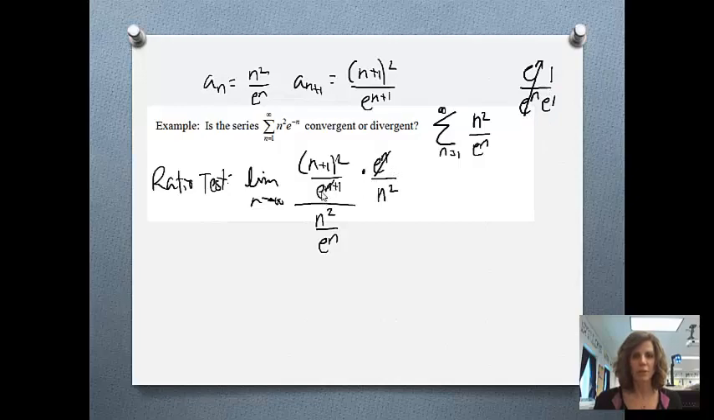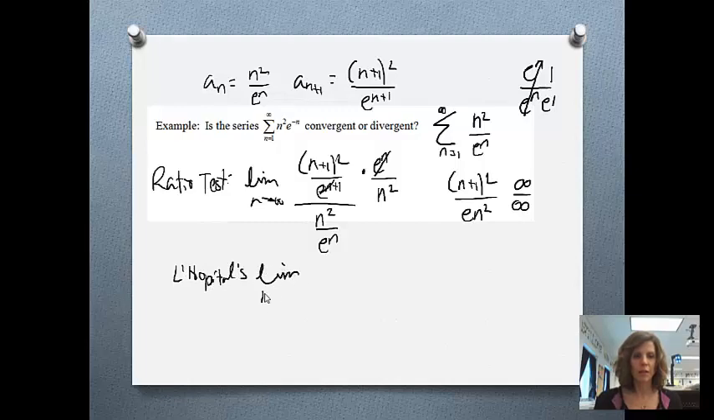So the n part cancels out, so when I do that, I'm left with (n plus 1) squared over e n squared. And then from here, if I plug infinity into the numerator and the denominator, I get infinity over infinity, which allows me to use L'Hopital's.